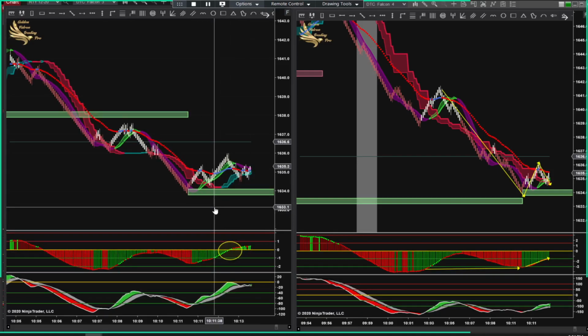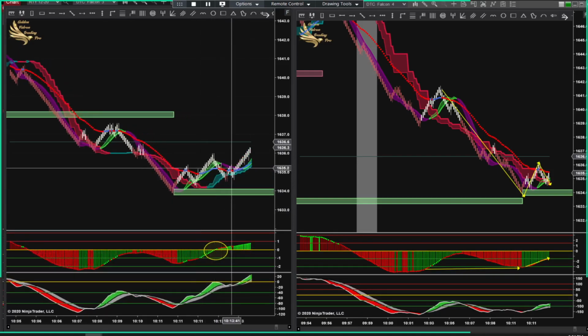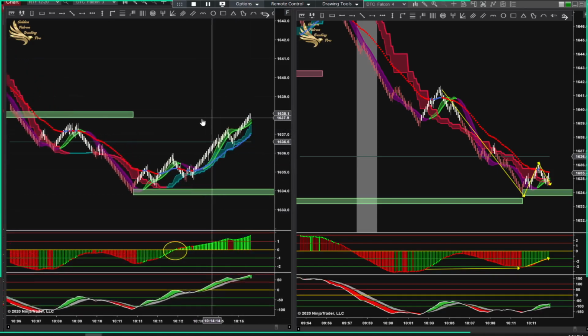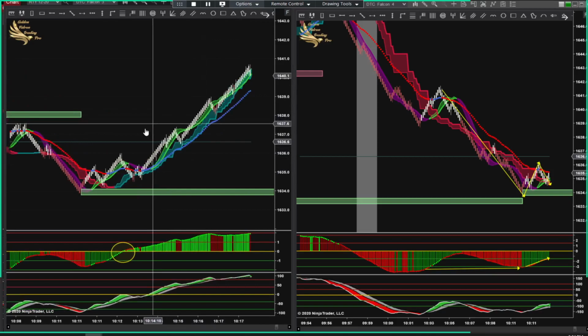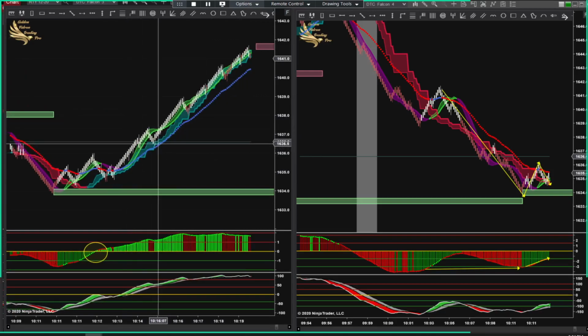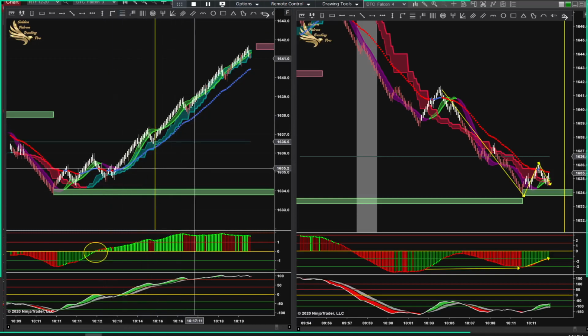And then lots of people got filled in here, and then lots of people got filled right in here. Both absolutely beautiful. I get a lot of questions too. Is taking the trade up here late? In my opinion, absolutely. This is way too late to be taking the trade on that pullback.